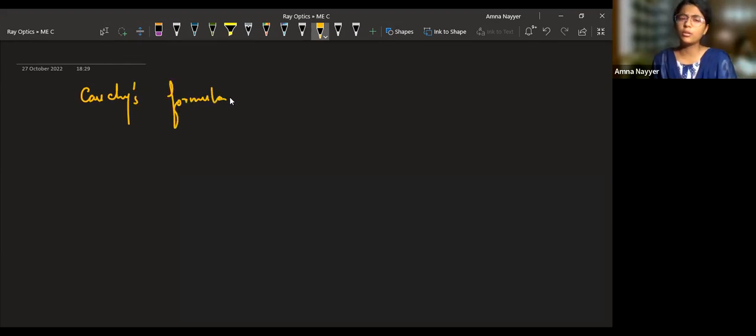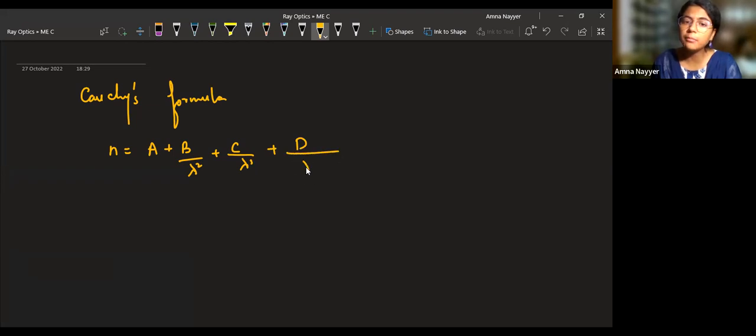Now see, regarding this formula, what all things do you have to remember? Just the formula part, that is not very important. The formula's application is important. The formula says the refractive index of any material, any medium, is equal to A plus B by lambda square plus C by lambda cube. Similarly, it will be plus D by lambda to the power 4 plus E by lambda to the power 5. Like this, it will move on.